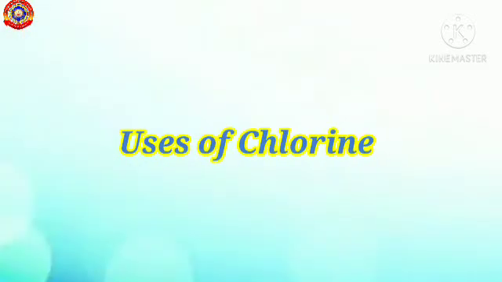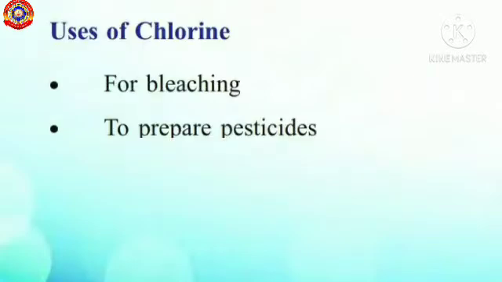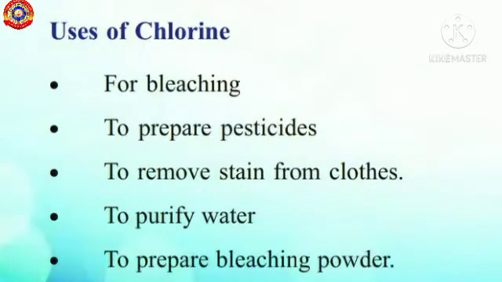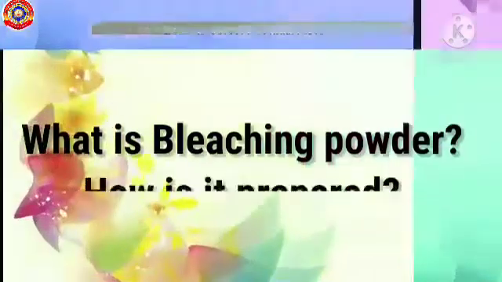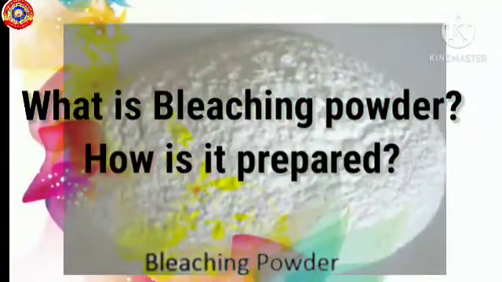Next, we are going to learn about the uses of chlorine. Chlorine is used for bleaching purposes. It is used to prepare pesticides, to remove stain from clothes, to purify water, and to prepare bleaching powder. Do you know what is bleaching powder and how is it prepared?